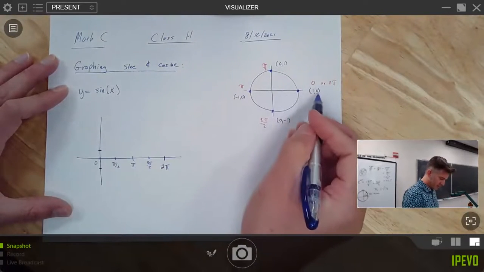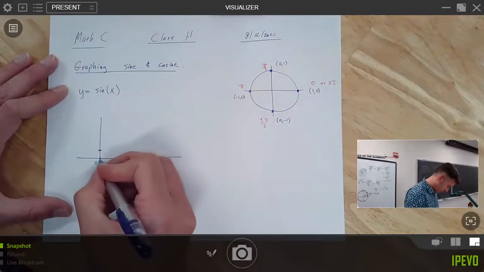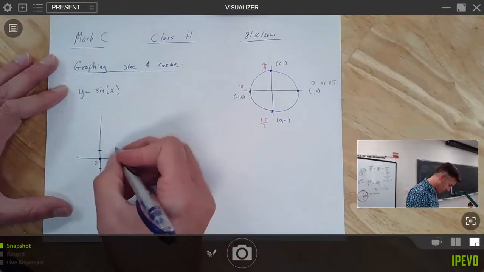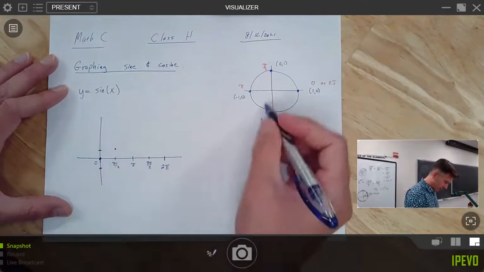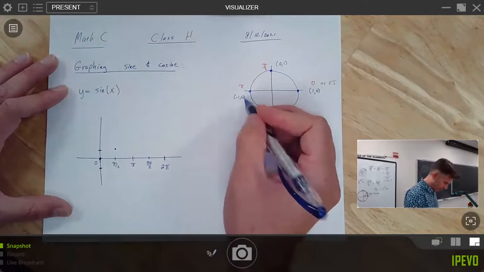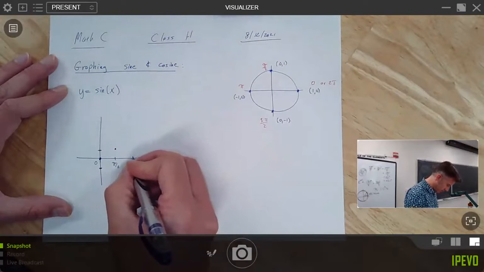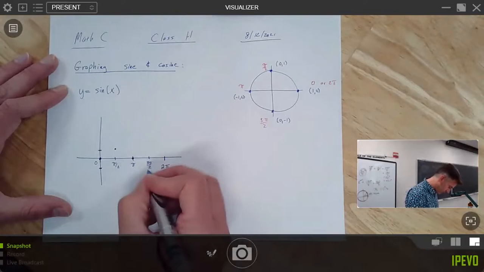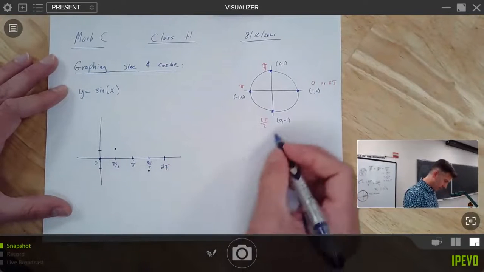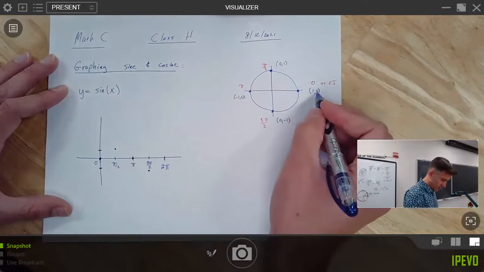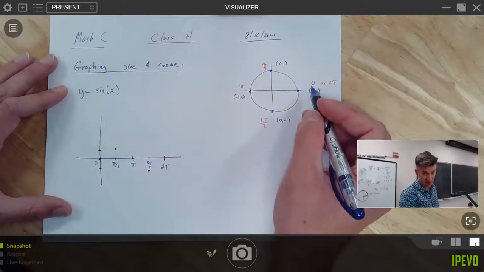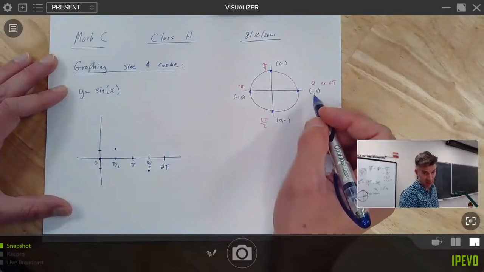Sine of 0 is 0. Sine of pi over 2 is the y value, which is 1. Sine of pi is the y value, which is 0. Sine of 3 pi over 2 is the y value, which is -1. And sine of 2 pi should be the same as sine of 0 because they're literally at the same coordinate, which has the same y value.